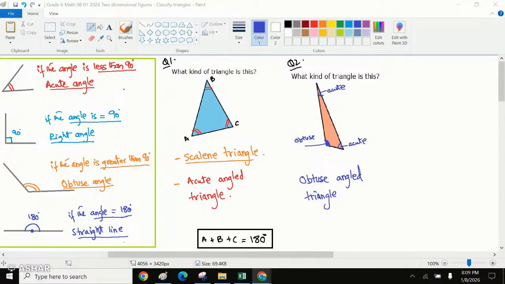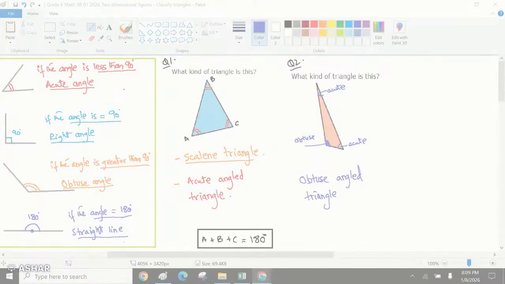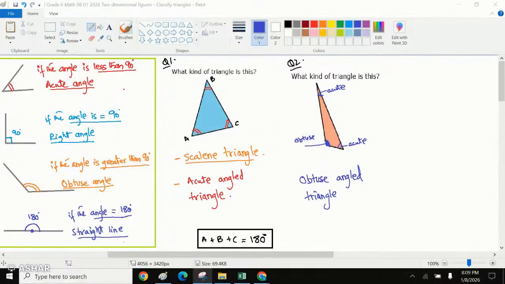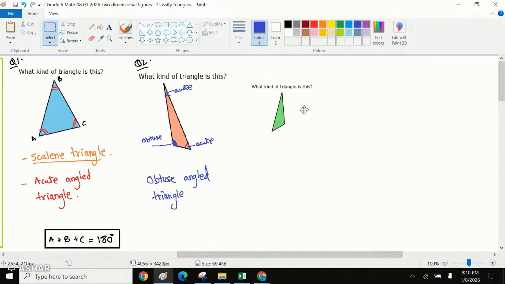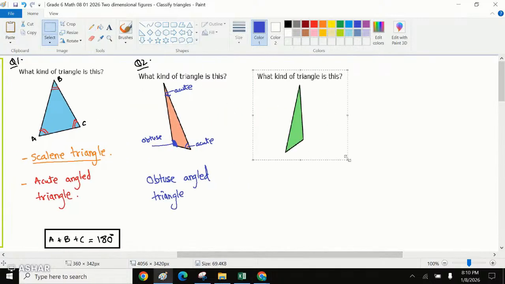Okay. The next question we have is, they're asking what kind of a triangle is this? So let's see question number 3. If this question is given to us, we can see that all the sides are of different lengths, right? It will be a scalene, okay?